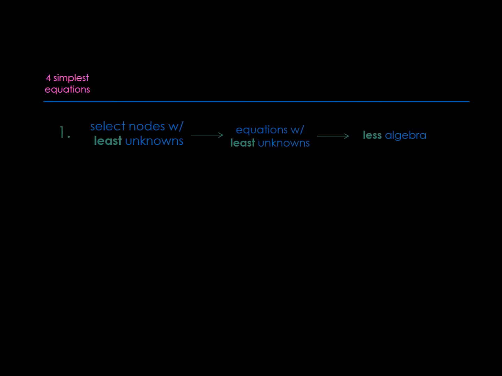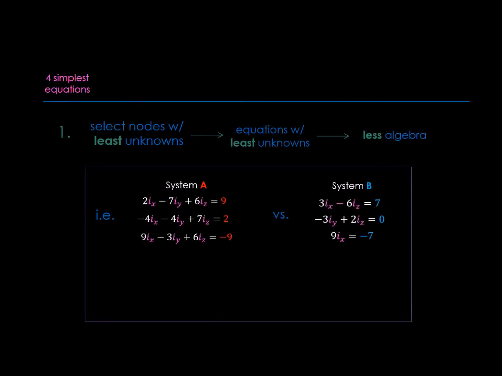To better understand this point, consider the following 2 arbitrary systems of 3 equations for the current unknowns Ix, Iy, and Iz that were both produced from KCL analysis at 2 arbitrary nodes. Clearly, the latter system with the fewer variables in each equation can be solved a lot quicker, so we choose a node corresponding to it.